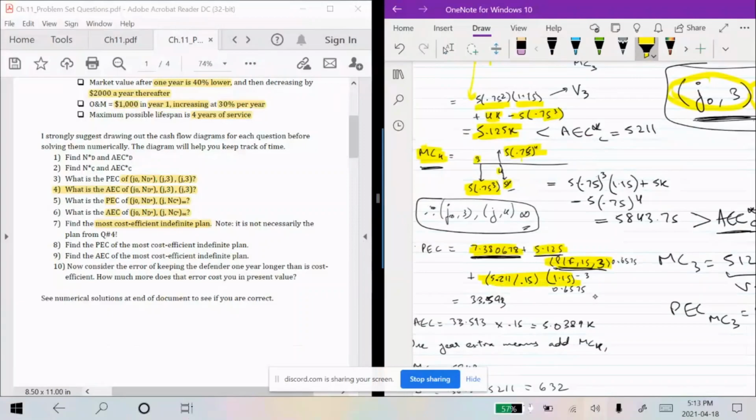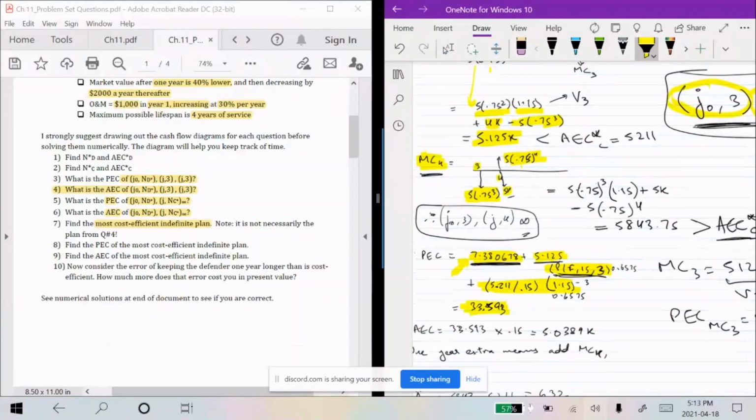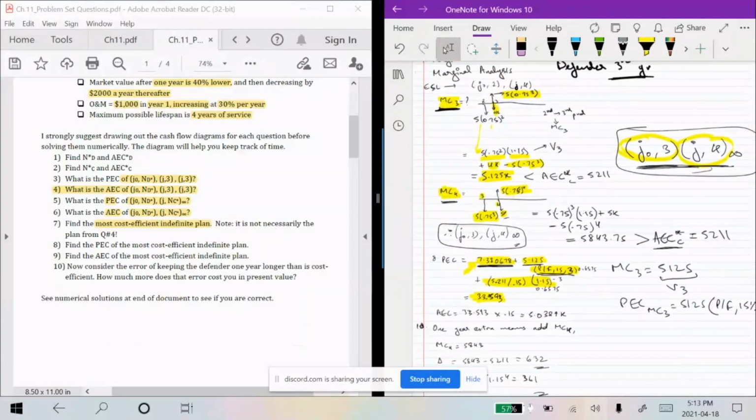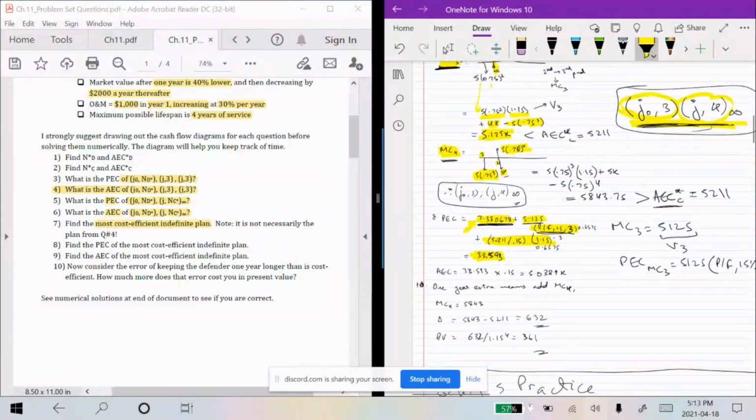Okay. 5.21 divided by 0.15 and taking it back 3 periods. So, and then adding it to the present worth of the defender, you get this as the present worth of your entire cycle. Right? The present worth of your infinite cycle. This plan, the present worth of the plan is this. 33,593 is the present worth of the indefinite plan. So we're done with part 8.